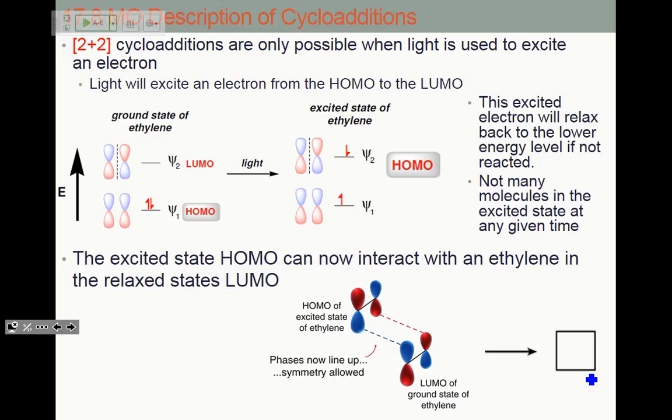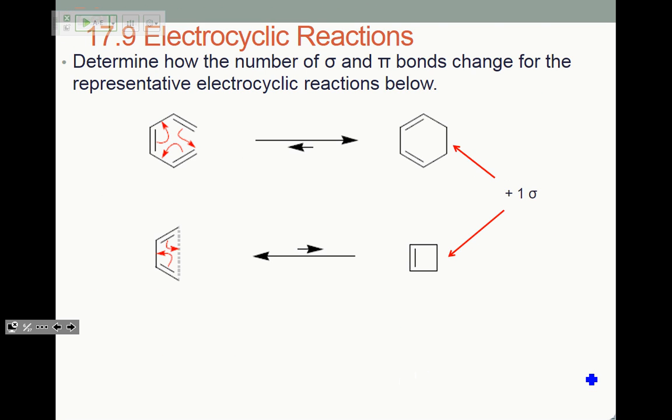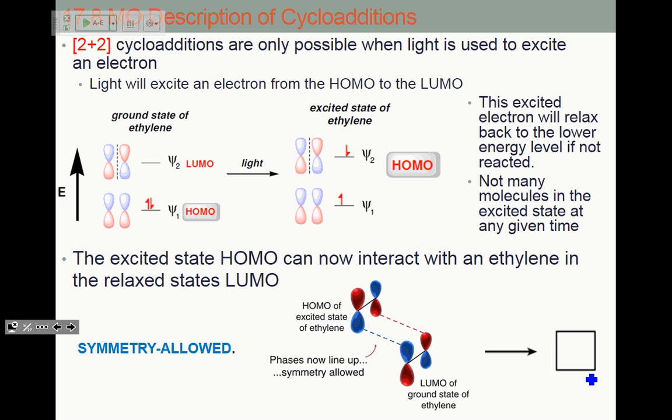Now again, remember, at any given point, only some molecules under light conditions are going to be in this excited state. So there'll still be plenty of ethylene that's not excited to react with this one, because this doesn't last very long. So this is symmetry allowed. So we can use our orbitals to understand what's happening. So those are our 2 main cycloaddition reactions that we've discussed.